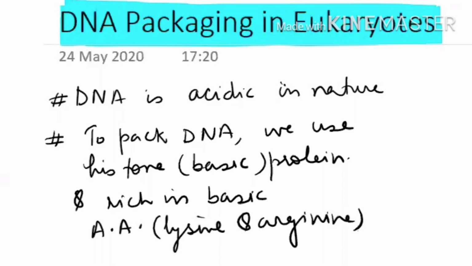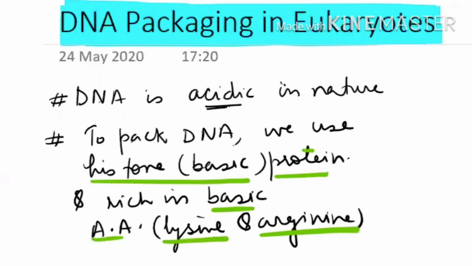So is this clear? DNA is acidic in nature. So to pack the DNA, we are making use of the histone proteins, which are basic in nature. And they are made up of which amino acid? Basic amino acids, that is lysine and arginine.